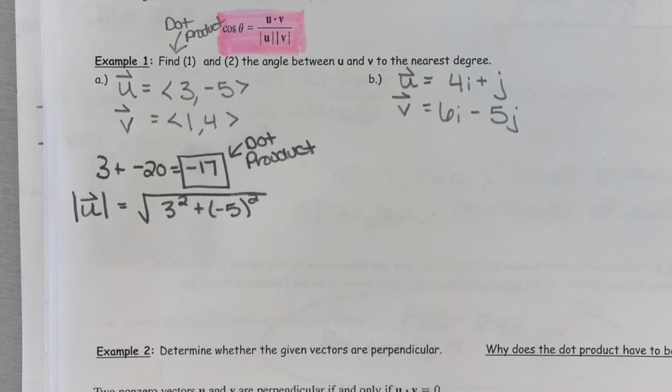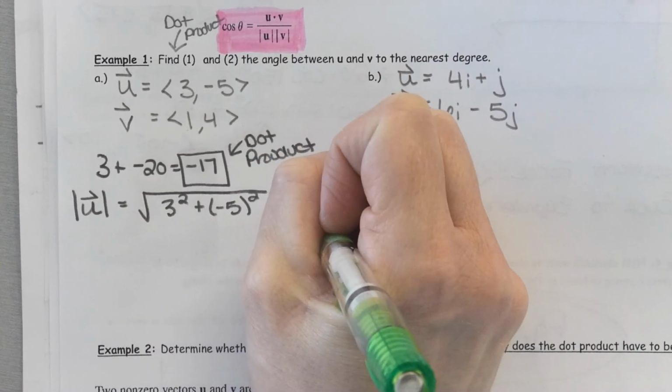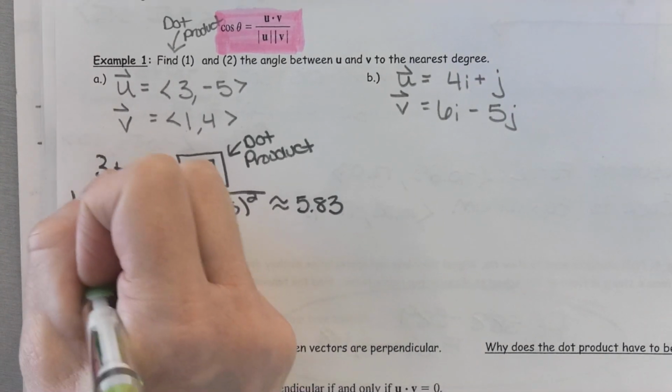So let's find that value first. We've got 9 plus 25. So we've got the square root of 34. So 5.83. Remember, I like 2 places after the decimal, please. Is that not what you got? Oh, someone got that. Okay, next.